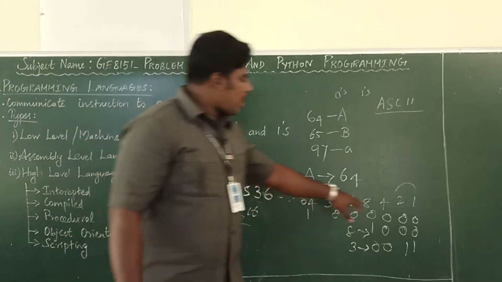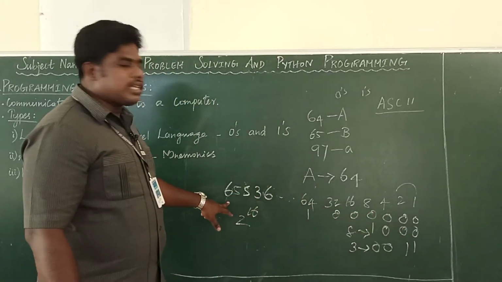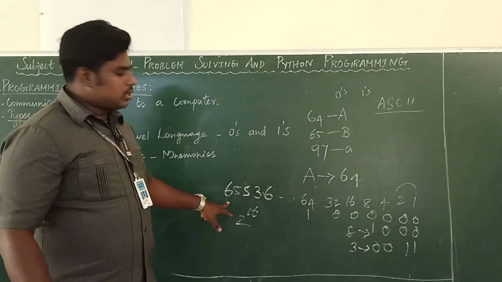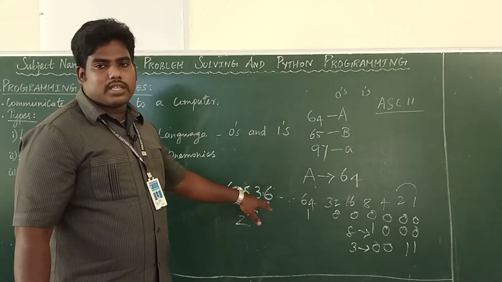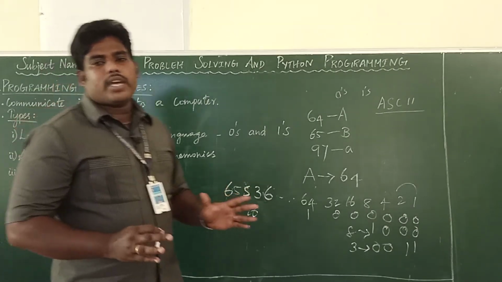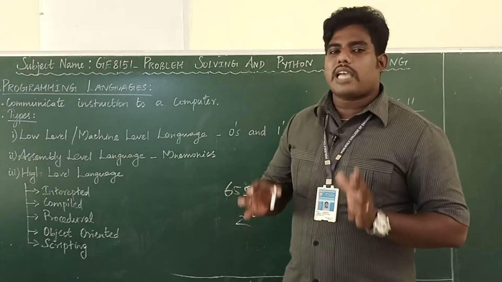65,535. As I am starting from 1, it reaches 65,536. Started from 0 means 65,535. All of you got it? This is the way your computer is understanding each and everything.